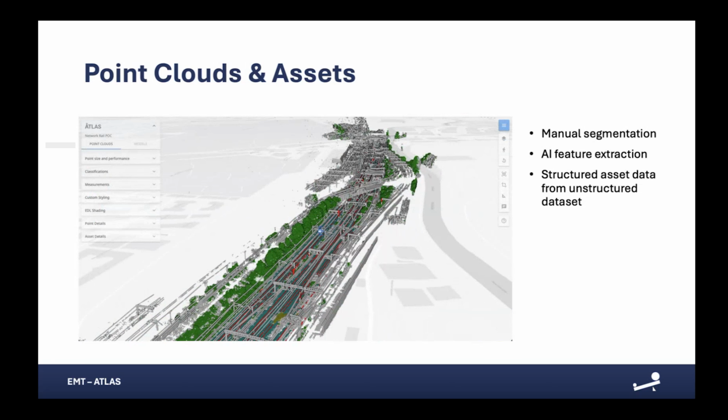You can either manually segment this and start to create your asset library, or we can use some of the powerful AI capabilities within Atlas to do automated feature extraction. This is where we recognize an asset from a group of points. We'll automatically cluster those points together, classify it, in this case being a signal, and we will create an asset identifier for that specific asset at that location.